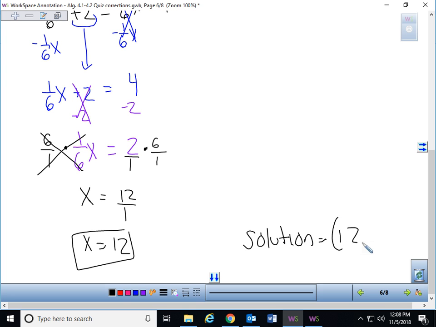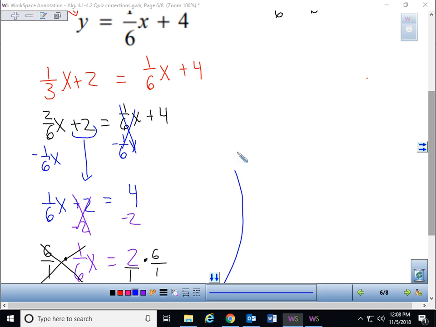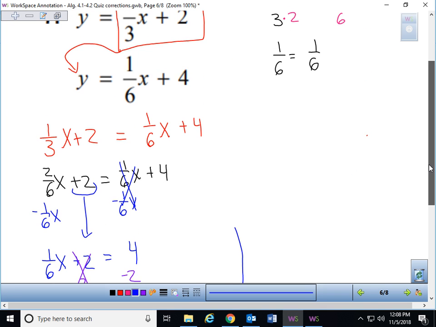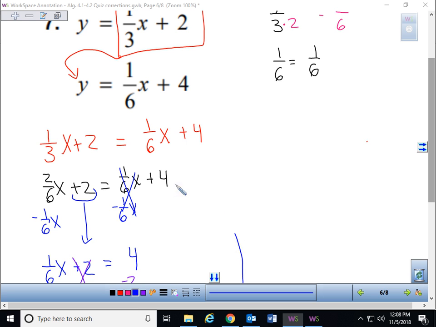of 12. Now what I'm going to do is take this x value, I'm going to go back up to the beginning problem. And again, it doesn't matter which one you plug it into. You just need to plug it into one of the original problems. Whatever one looks the easiest, I would say. So you can compare 1/3 x plus 2 versus 1/6 x plus 4.